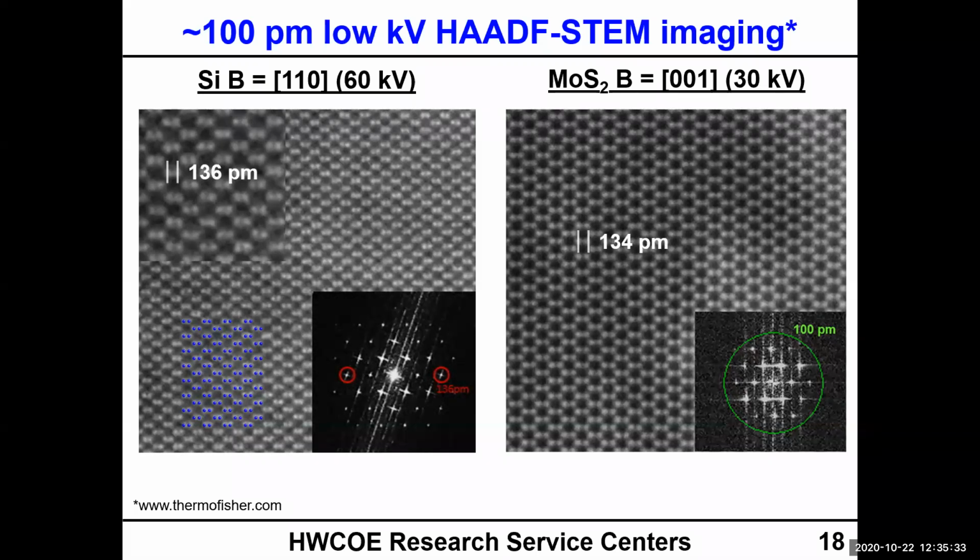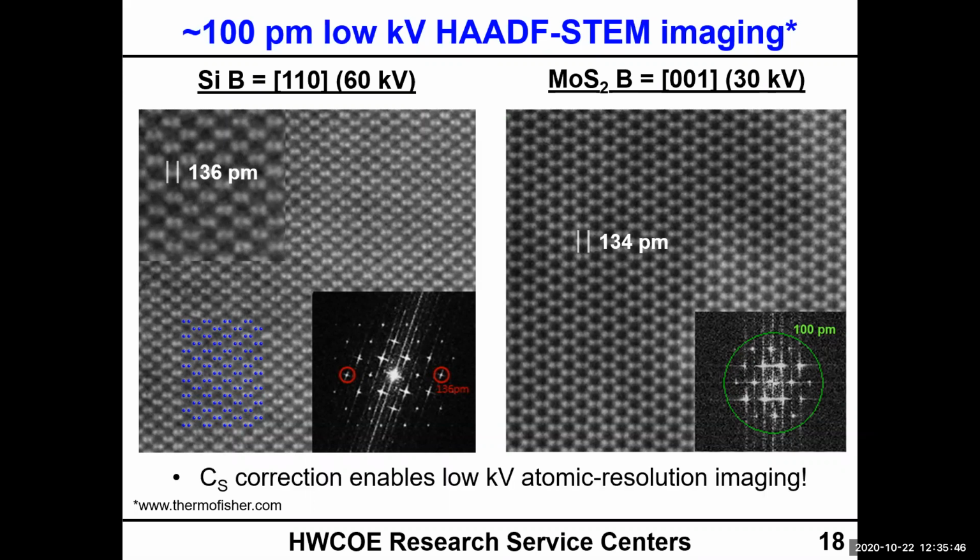This is at 30 kilovolts. Again, if you look at the FFT, you see detail that is close to 100 picometers at 30 kilovolts. So the CS correction not only works well at high kilovolts, but it also enables, finally, lower kV atomic resolution imaging.